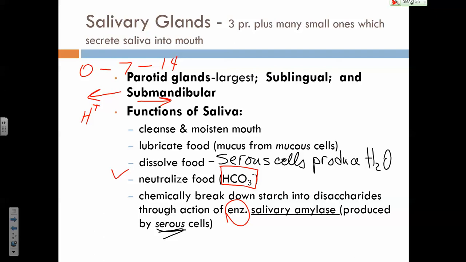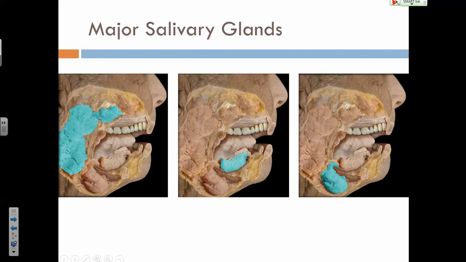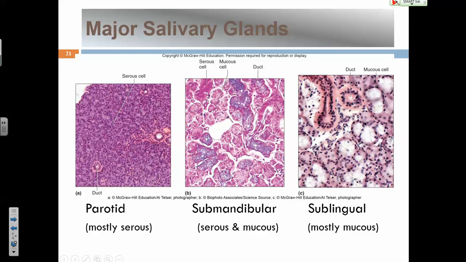Okay? All right. So there you see on the left, that would be the parotid gland. And then this one is the sublingual. And this one is the submandibular gland. Okay. All right. And then here you're seeing those three glands under the microscope. And you see various clusters of cells. If you look at the one on the far right, the sublingual, the individual cells are much lighter in color, like this cluster right here.